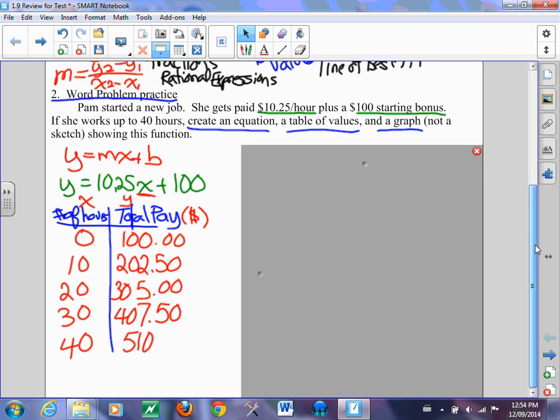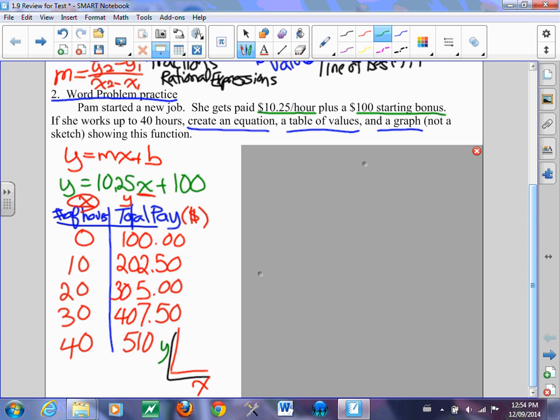All right, so then what do you do to set up your graph? Remember that on your test, ladies and gentlemen, you want to maximize the space you can use. So if this is your graph paper, you want to try to get your axes all the way to the side and all the way up. Remember, which one goes on which? Your x is the number of hours, so that's your x-axis here. Your y is your total pay, so that's going to go here.